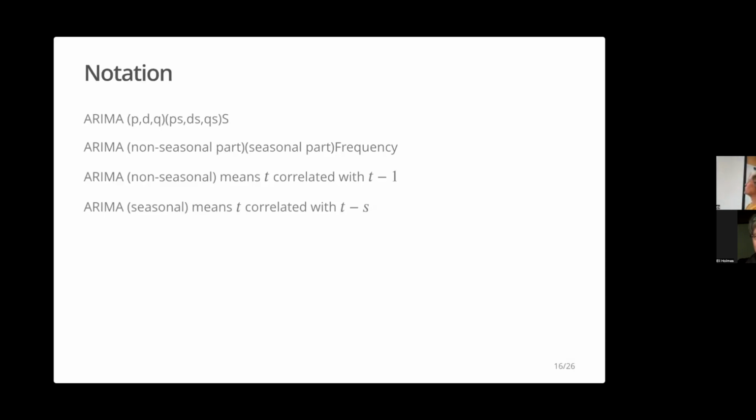The notation for this class looks like this. This is the non-seasonal part, and this is the seasonal part. And then this is the seasonality. So if it's monthly, this would be 12. If it's quarterly, this would be 4, that kind of thing. If it were hourly, it'd be 24.